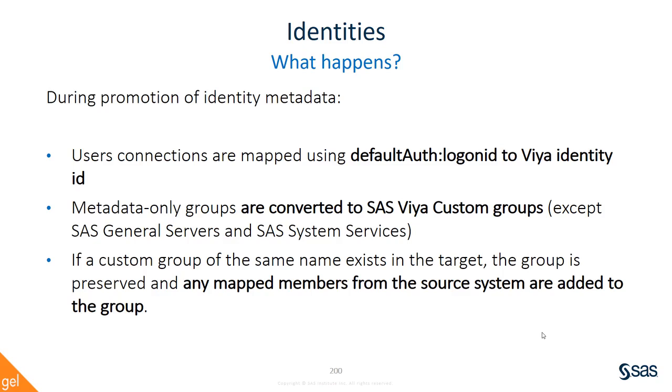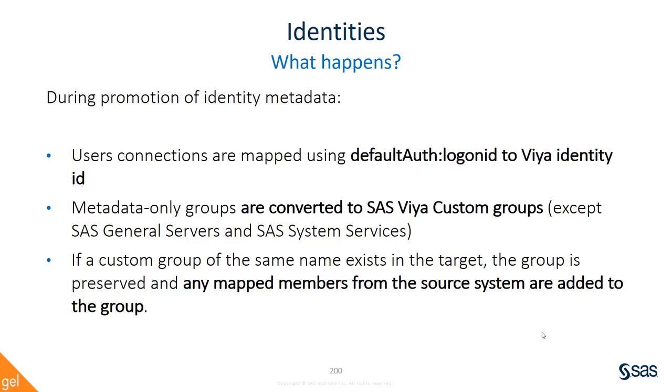Metadata-only groups are converted to SAS Viya custom groups with two exceptions. We had SAS general servers and SAS system services in SAS 9.4 that were groups that we created specifically to make the software work, right? There are no such similar constructs in Viya, so they are completely ignored, general servers and SAS system services. Other groups are migrated over, so sometimes that's good, sometimes that's bad. You'll see that in the hands-on.